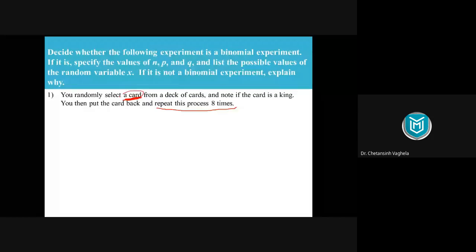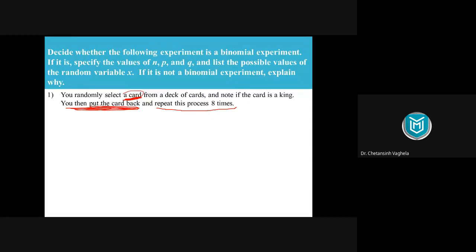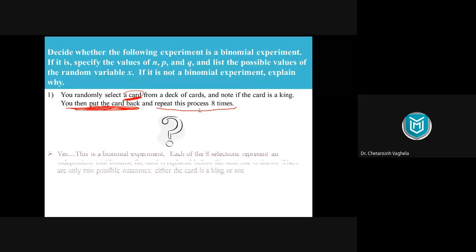Perfect. There you are. What we are supposed to do is replace that particular card before going for the next trial. Every time, before we take the second card, we put the first card back, so that the same event will be repeated 8 times. So here it is a binomial experiment, exactly correct. This will act as a binomial distribution. Why? Binomial experiment, I cannot use the word distribution. This is a binomial experiment. Why? Because each of the 8 selections represents an independent trial.